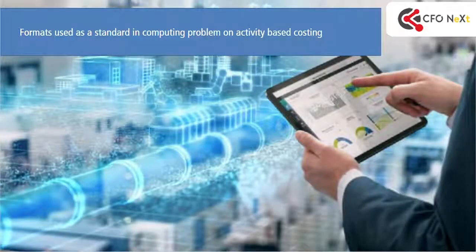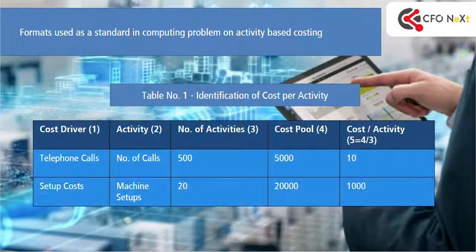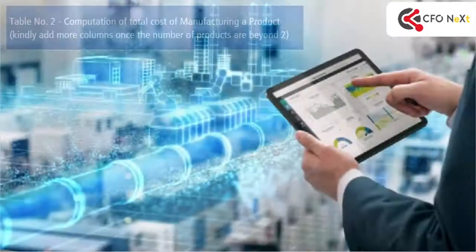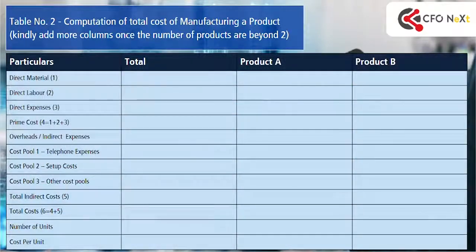The following two formats are to be used as a standard in computing any problem on activity-based costing. Table number 1, identification of cost per activity. Table number 2, computation of total cost of manufacturing a product. Kindly add more columns once the number of products is beyond 2.